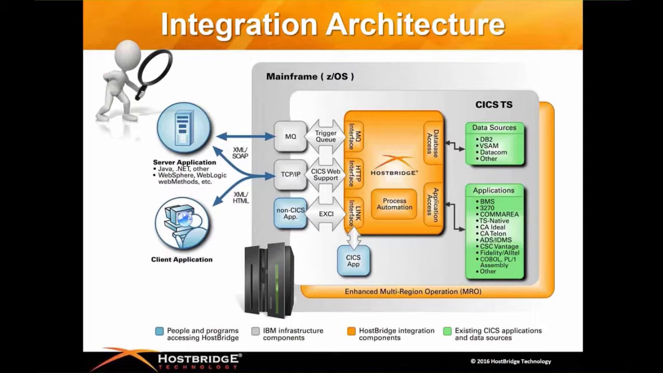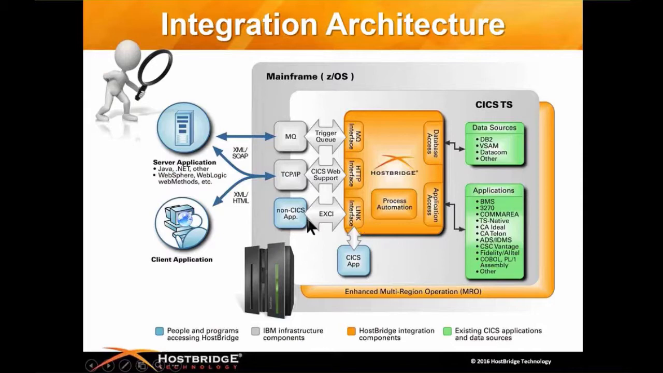This diagram is just a high-level overview of where HostBridge runs and how it works. All the production components of HostBridge run entirely inside the mainframe, inside CICS. Nothing has to be installed in the middle tier. Nothing has to be installed on the desktop for production. Everything runs inside the host.